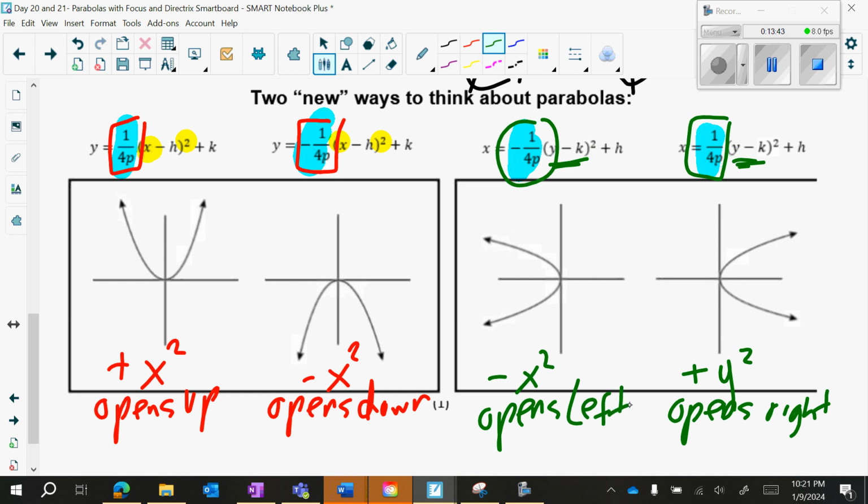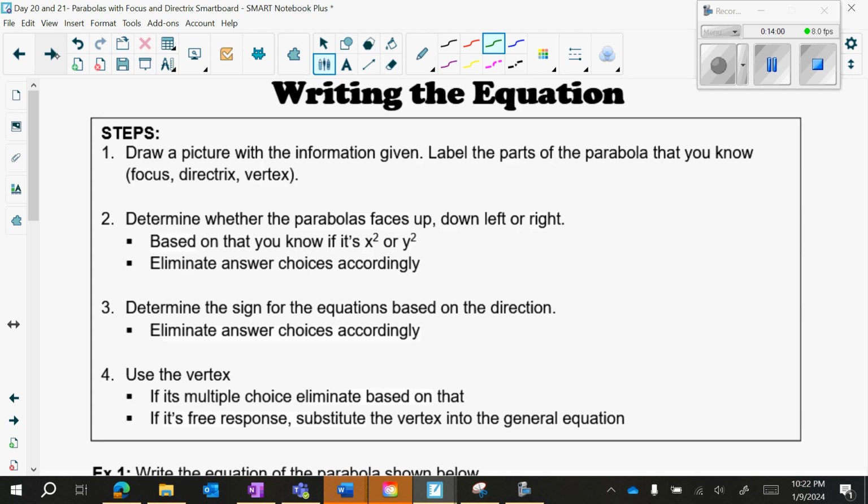So just look for the sign pretty much tacked on to the front of the parentheses or whatever the coefficient is, and that's going to tell you if you're going positive or negative, up or down, right or left. And then if x is squared, it opens up or down, and if y is squared, it opens right or left. Okay, so now let's say I wanted to write the equation given some piece of information.